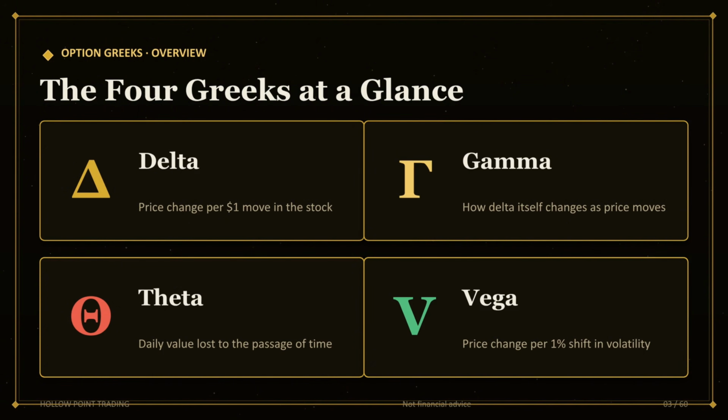Here is a quick overview of the four primary Greeks. Delta measures price sensitivity to stock movement. Gamma shows how that delta changes. Theta quantifies time decay, and Vega tracks sensitivity to changes in implied volatility.